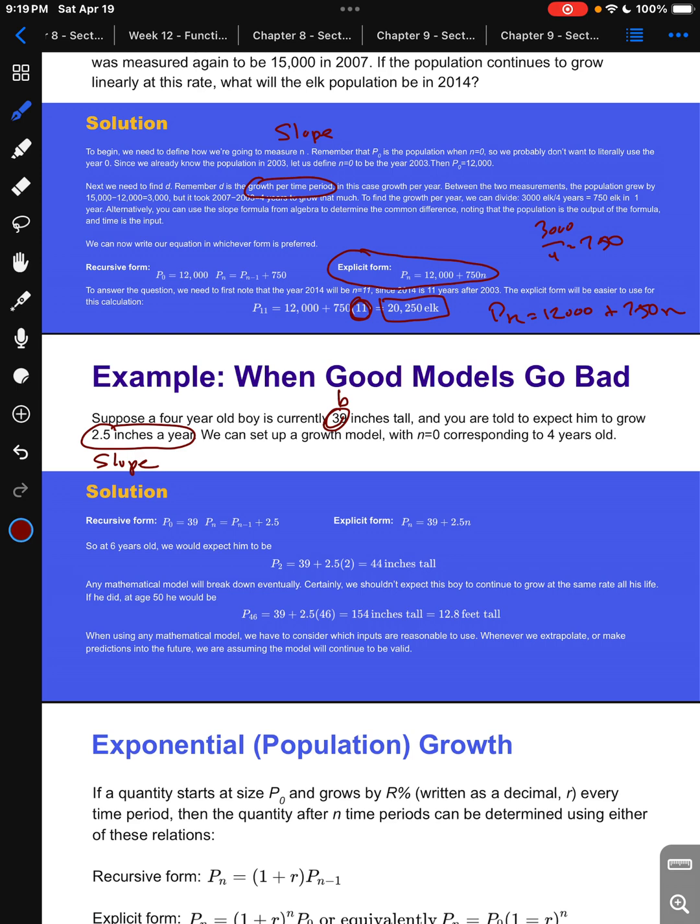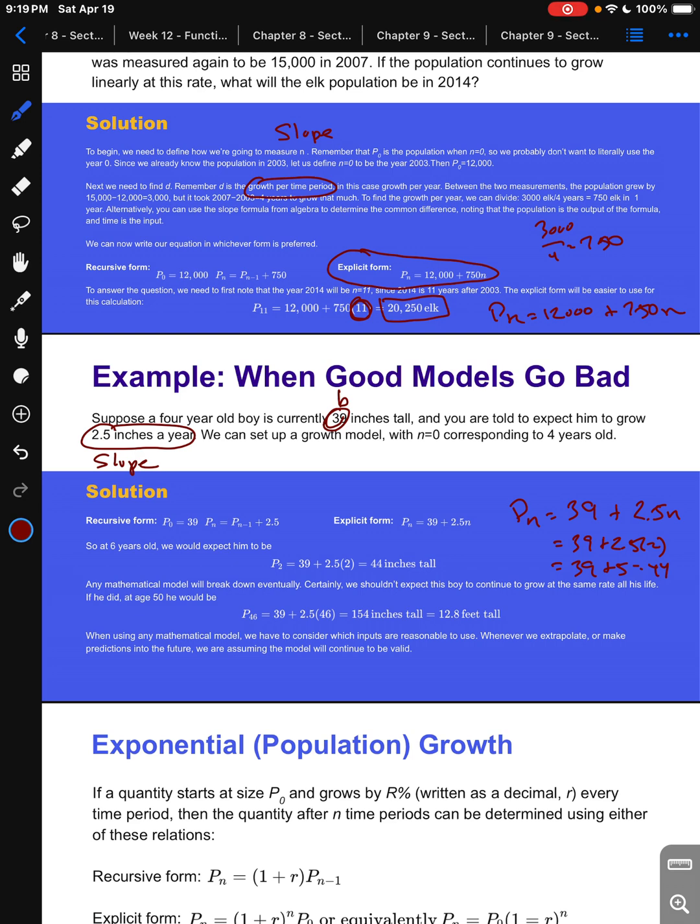So our equation is going to look like P sub n equals 39, where he started, plus 2.5 n per year. Now, in 2 years, so at the age of 6, we can go 39 plus 2.5 times 2, or 39 plus 5, or 44. So he's going to be 44 inches tall.